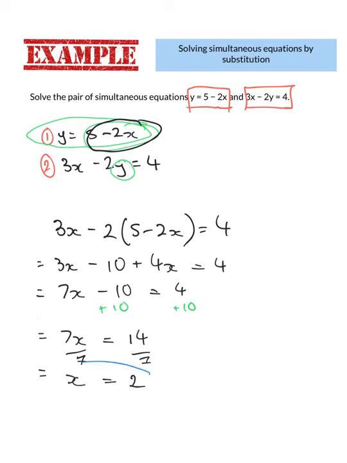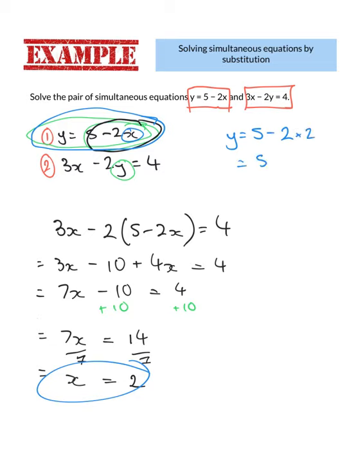So we've found the value of x. Now we need to find the value of y. So we're going to sub x into our first formula. All right, so this formula here. So we're back to where we started. So we found that y equals 5 minus 2, and we know that x is equal to 2, so we're going to sub that in, times 2. So y is going to be 5 minus 4. So y is going to equal 1. So we're left with x equals 2 and y equals 1. We've solved our linear equation by substitution.